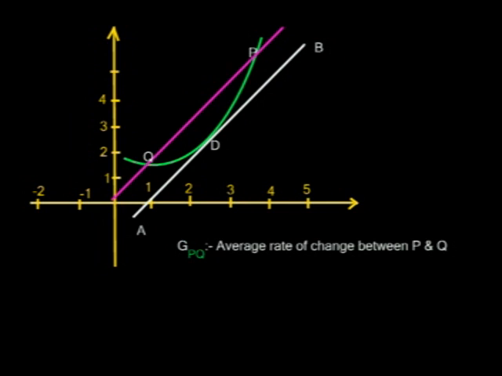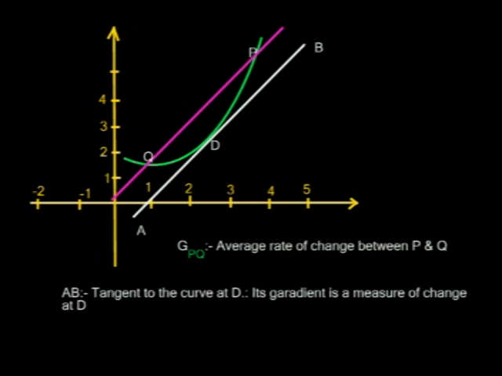On the other hand, AB is a tangent to the curve at D. Its gradient is a measure of the rate of change at point D. This is called the instantaneous rate of change, meaning the rate of change is at an instant.